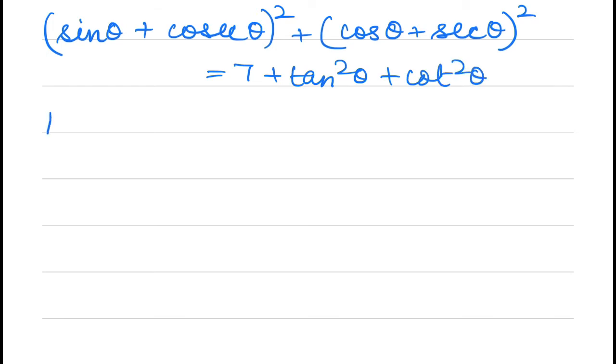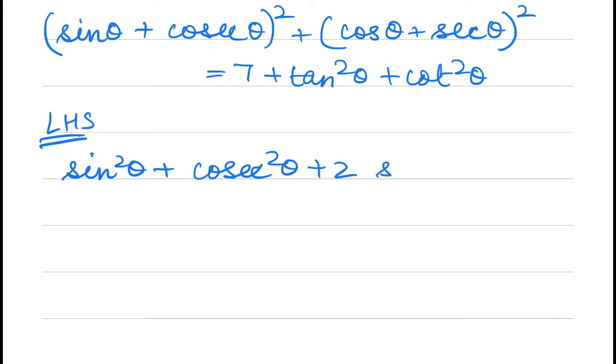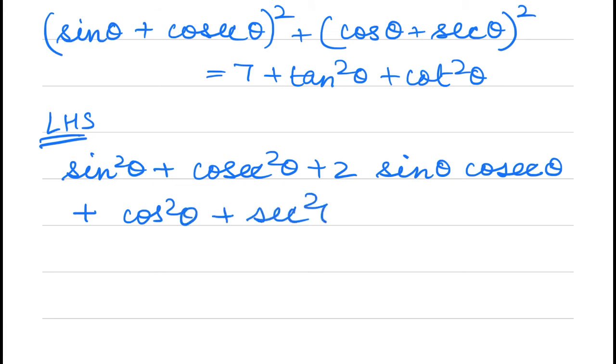Now let's start solving the left hand side. Here I can open the bracket using the (a plus b) whole square identity. So we have sine square theta plus cosec square theta plus twice sine theta cosec theta, plus cos square theta plus sec square theta plus twice cos theta sec theta.